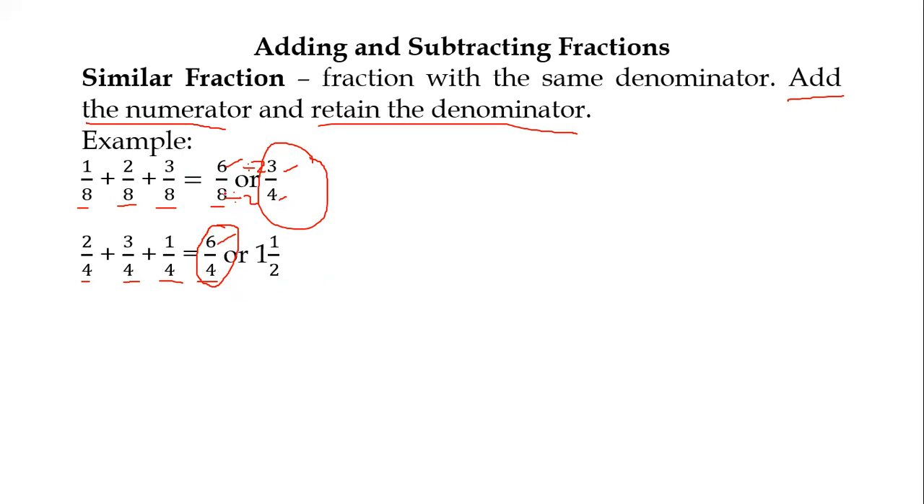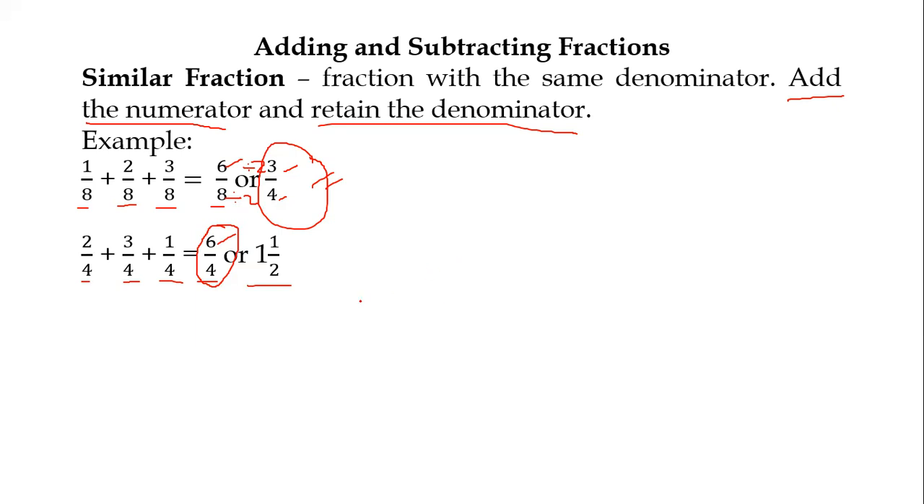The earlier one, 6 over 8, is a proper fraction, but we can still reduce it into lowest terms, so we reduced it to lowest terms. But this time, it is an improper fraction. So when it is an improper fraction, to get the final answer, it should be written as a mixed number. A mixed number has a whole number and then a fraction. How do we convert it into a mixed number?